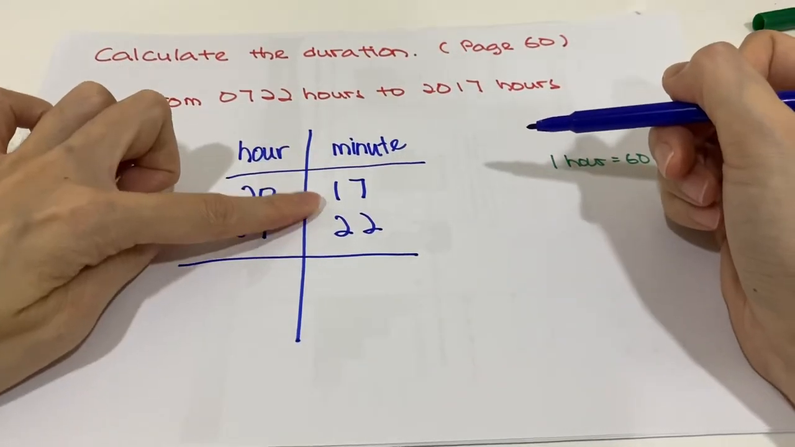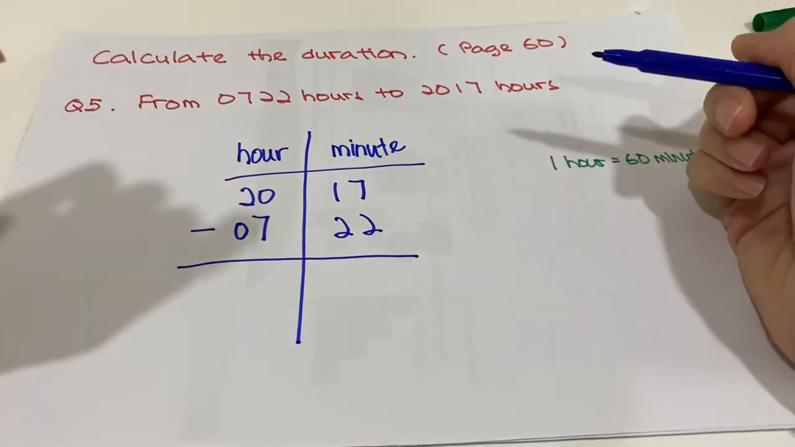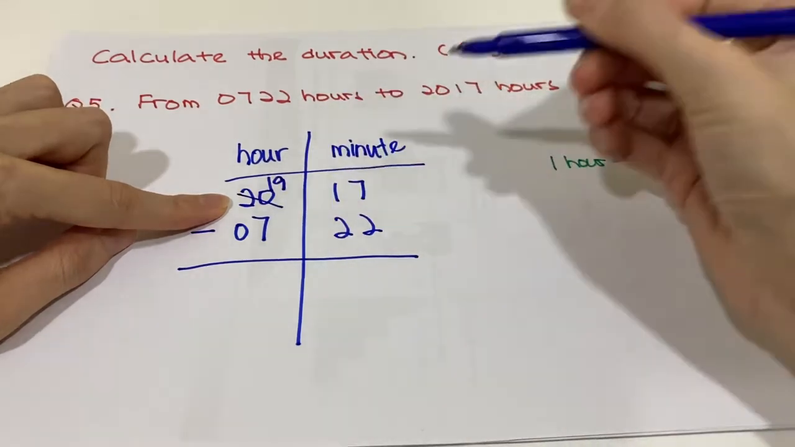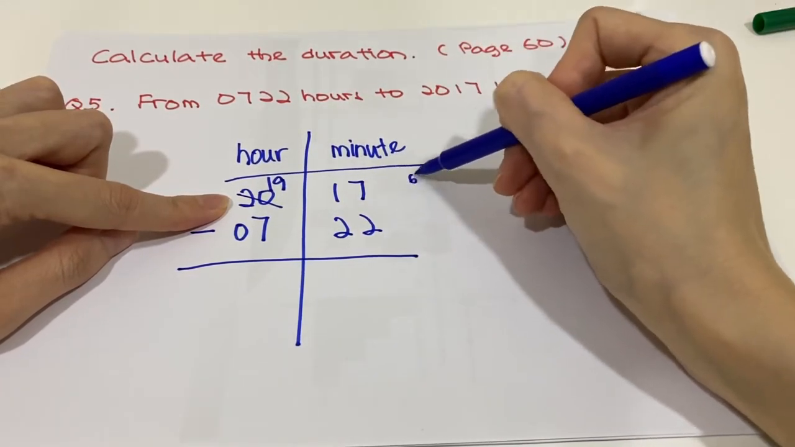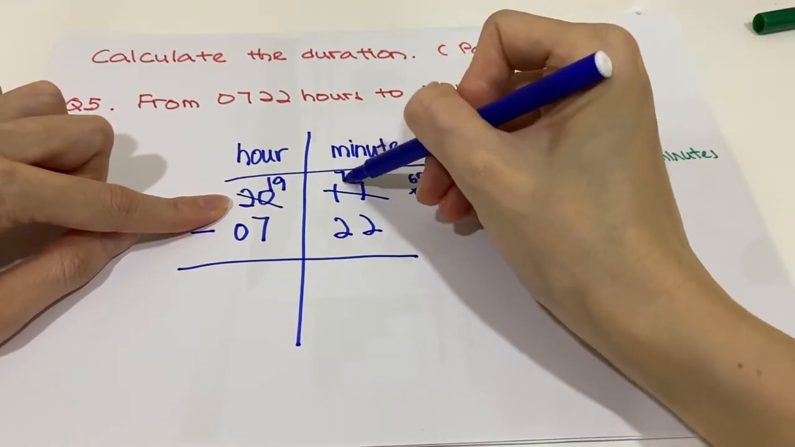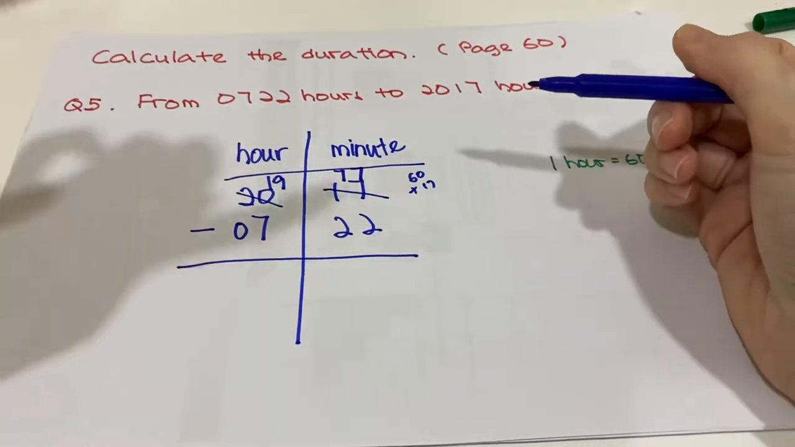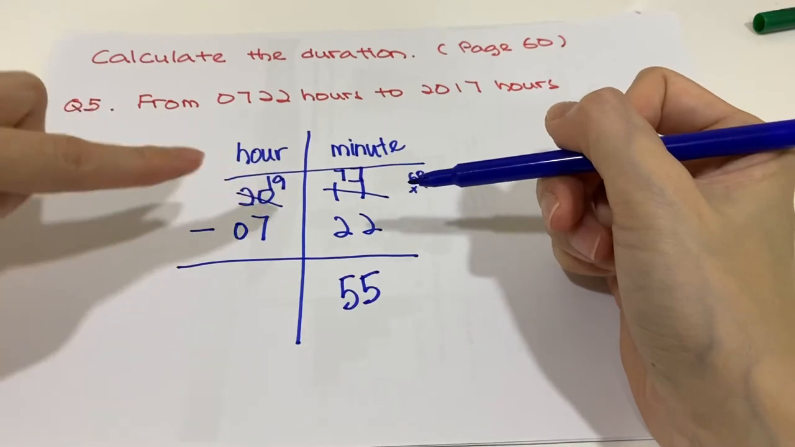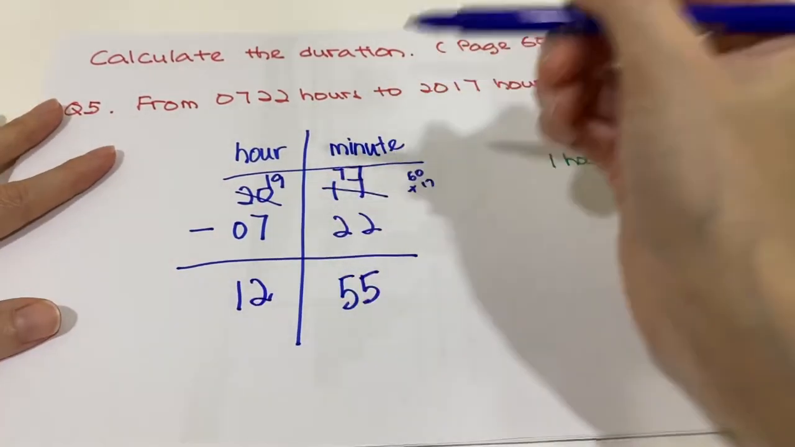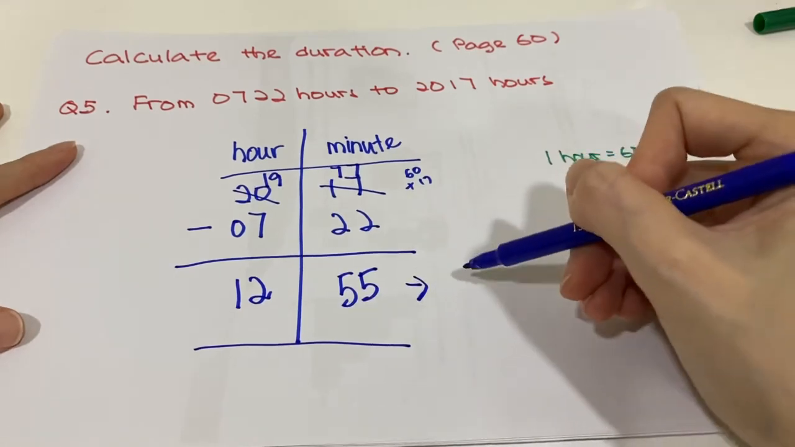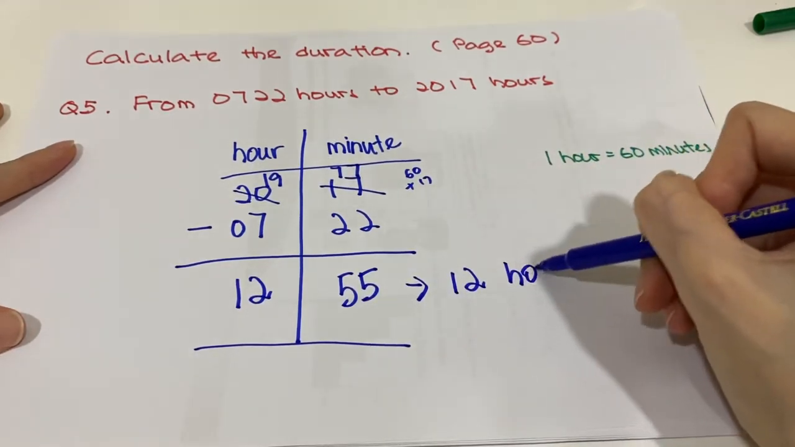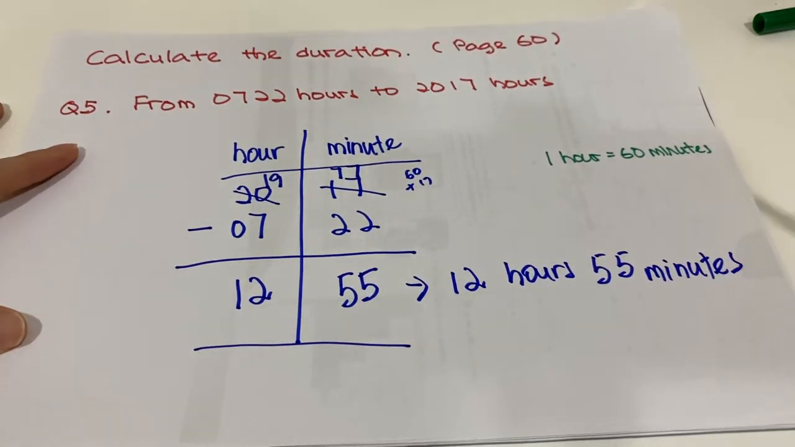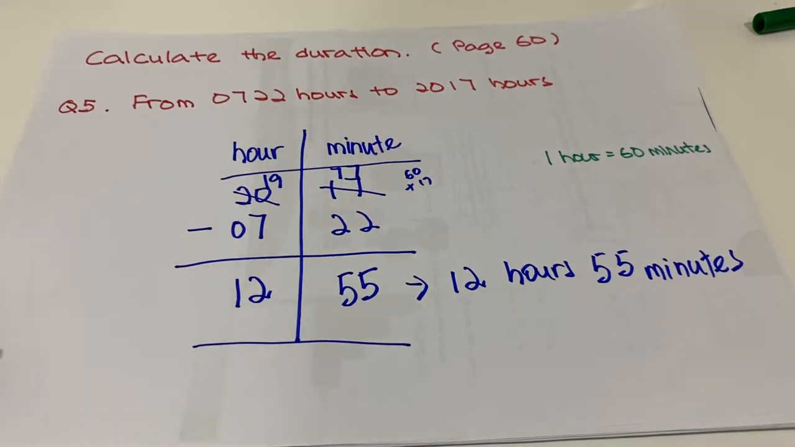17 minutes cannot minus 22 minutes. So what do we need to do? We need to borrow from the hours. So 20 becomes 19. We borrow 1 hour. So this one we will have 60 plus 17, so we will get 77. 77 minus 22, you will get 55. 19 minus 7, you will get 12. So for question 5, you will get the duration 12 hours and 55 minutes. Okay, so we continue with the next question.